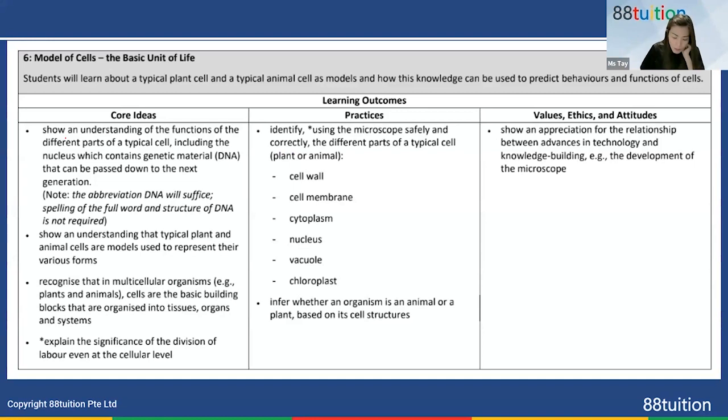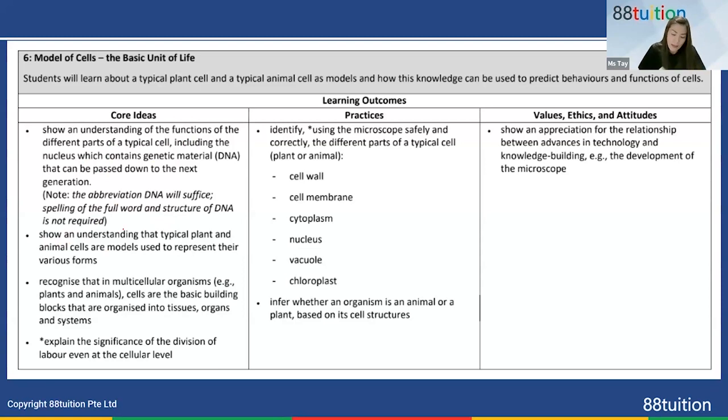So look at the core ideas. You have to know all these: understanding of functions of different parts of a typical cell. We went through this, including the nucleus, which contains DNA that's passed down to the next generation. Take note here, you only need to know DNA. You don't have to spell out the full name. Don't need to know the structure, actually.